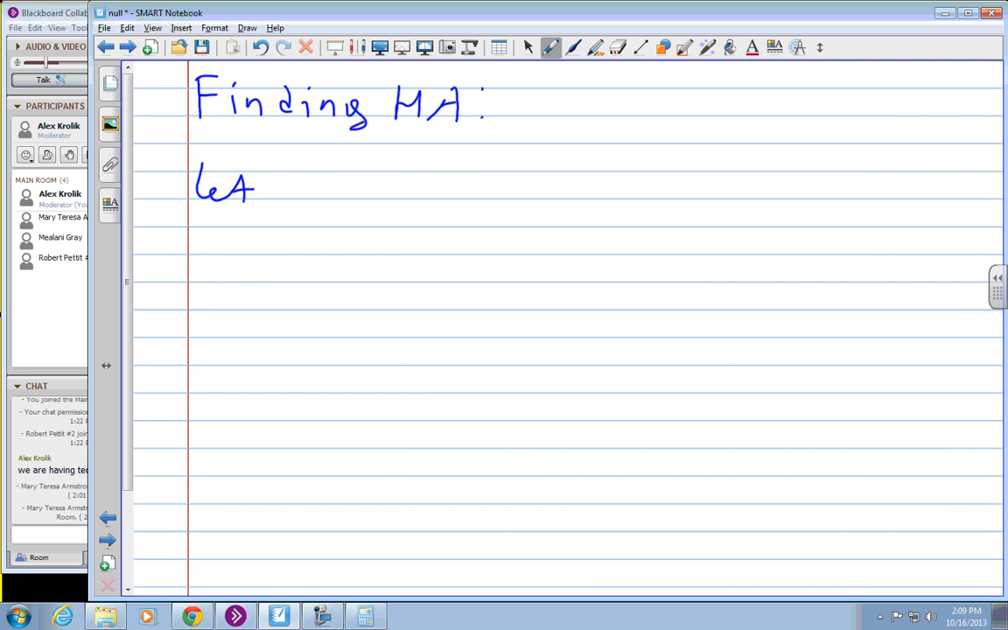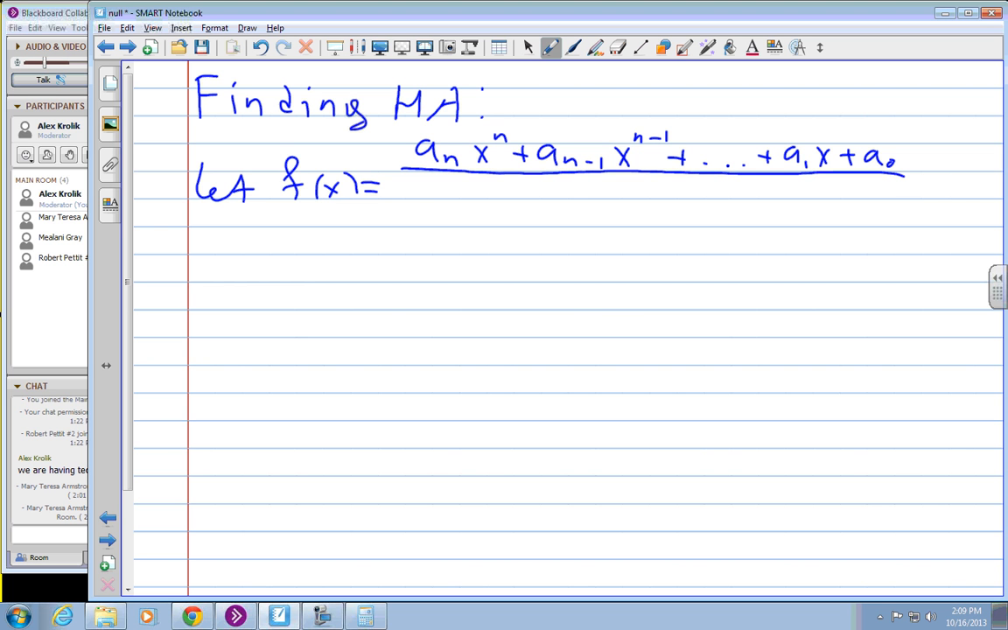So let your function be this. a sub n x to the n plus a sub n minus 1 x to the n minus 1 plus all the way, polynomial, right? In the numerator. In the denominator, you're going to have a different polynomial, so let's call it b sub m x to the m plus b sub m minus 1 x to the m minus 1 plus all the way to b sub 1 x plus b sub 0. So you have two polynomials. Numerator has a degree n, denominator has a degree m, right?